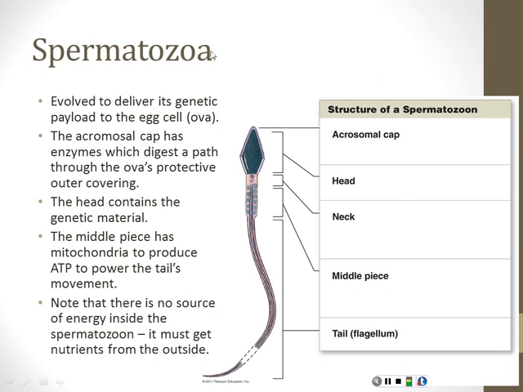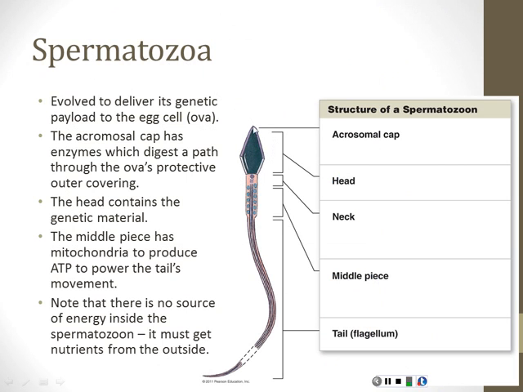So spermatozoa, spermatozoon for singular, evolved for a simple purpose, and that's to carry the genetic payload to the egg cell, to the ova. The egg cell doesn't have very far to travel to get from ovary to uterus. The spermatozoa does have a long way to travel. It has to go all the way up through the female reproductive tract. So it evolved to be light, mobile, and efficient.